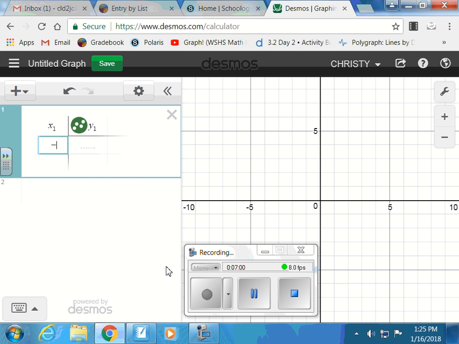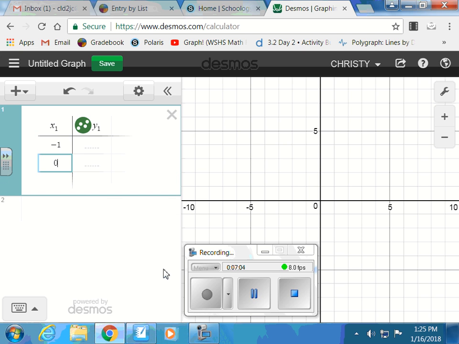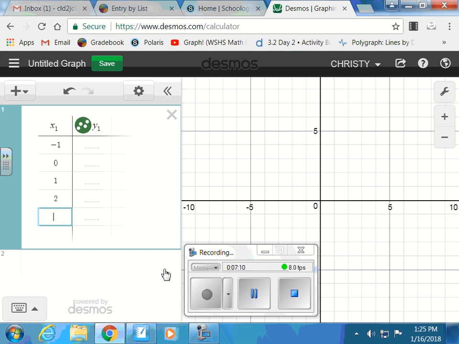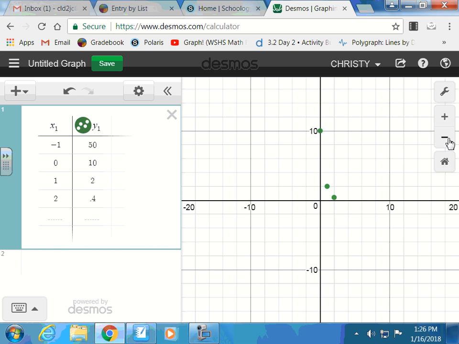Let's go with -1. Enter. 0. Enter. And after a while, they figure out what you're trying to do, so they know what you're going to do. But we don't want 3. Clear that one out. All right. Your y1 column is 50, 10, 2, and 0.4. And then I like to just zoom it out so I can see all my values.